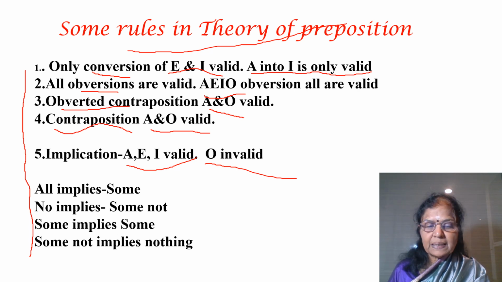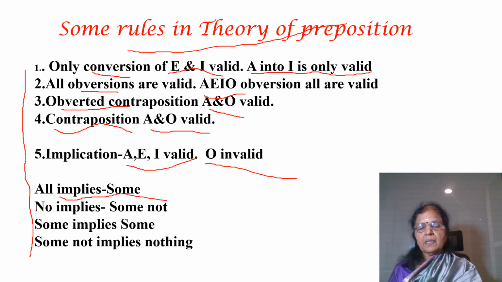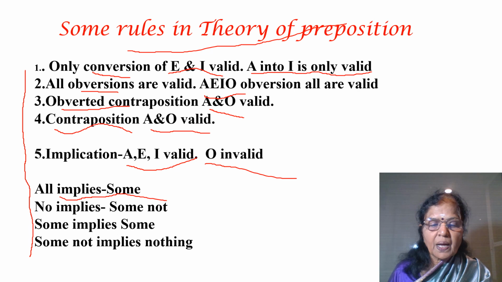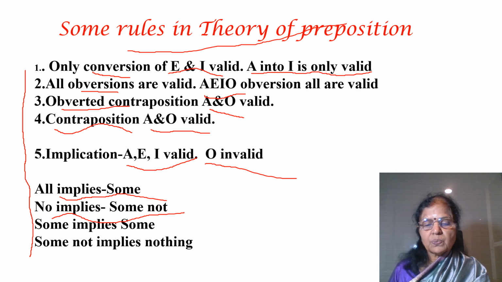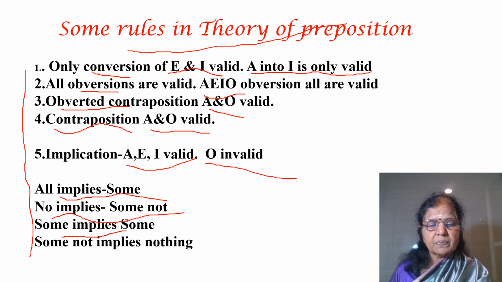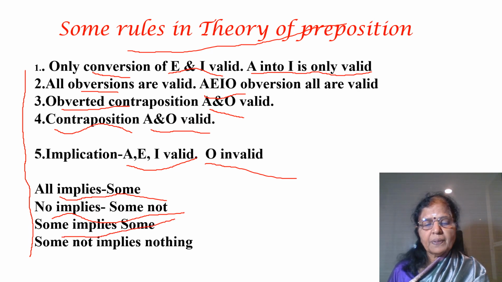And also learn this: all implies some. When I say all A or B, that means some A or B is valid. And no implies some not. No apples are mangoes. That means some apples are not mangoes. True. And some implies some. Some apples are mangoes, and some apples are not mangoes.